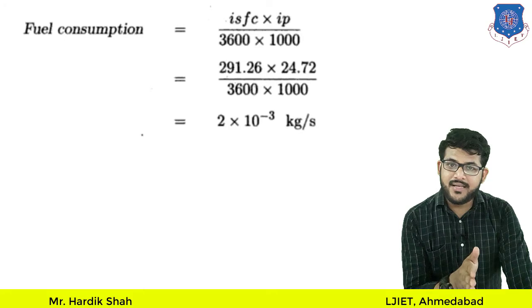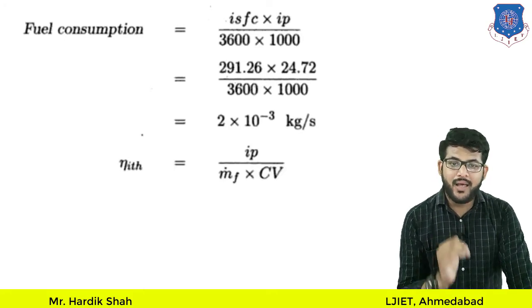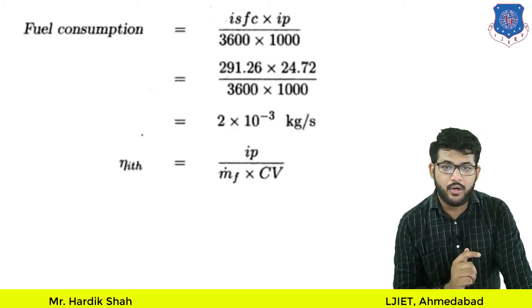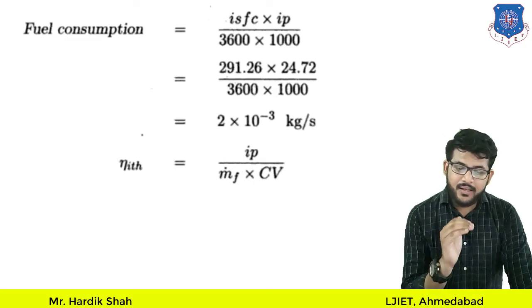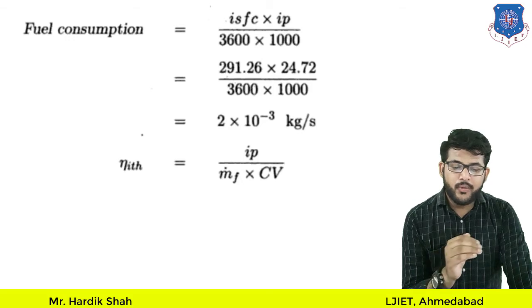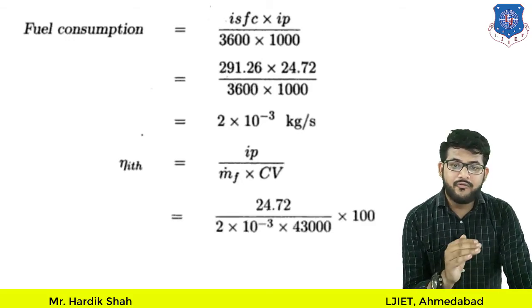Next, the final step, that is eta ITH, the thermal efficiency, which is IP upon MF into CV. The same formula that we used in the previous example. So eta ITH will be IP upon MF into CV, and here you get the percentage formula, that is 24.72 divided by 2 into 10 raised to minus 3, into CV's value, which is given as 43000.